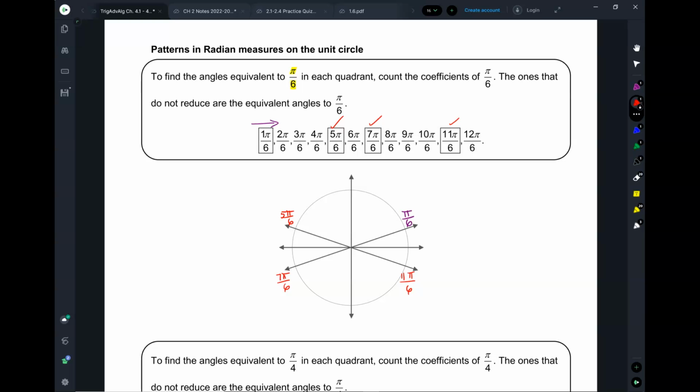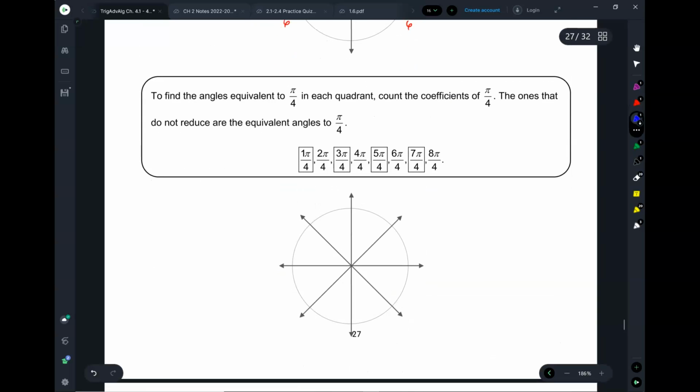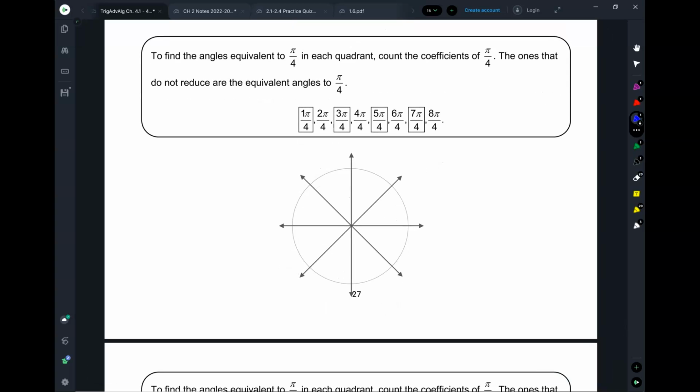So, math people, right? We never memorize what goes where. We always think to ourselves, okay, we have 1 pi over 6, and then 2, 3, 4, 5 pi over 6, 6, 7 pi over 6, 8, 9, 10, 11 pi over 6. So just find the coefficient that doesn't cancel with the denominator. Okay? All right. Next, let's do the pi over 4s. These are all the ones that are the pi over 4s. So here we have 1 pi over 4. Okay? And then 2 pi over 4 cancels. 3 pi over 4 doesn't cancel.